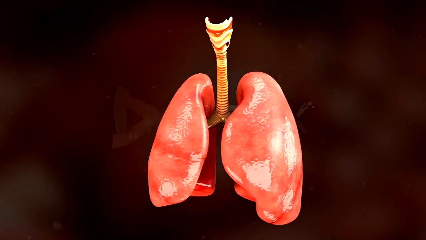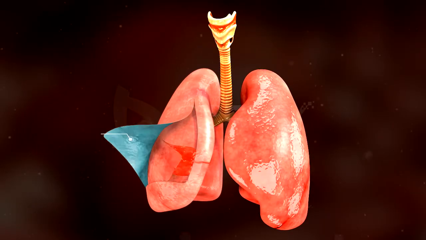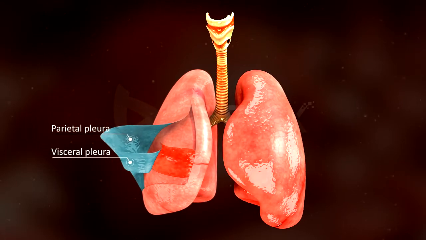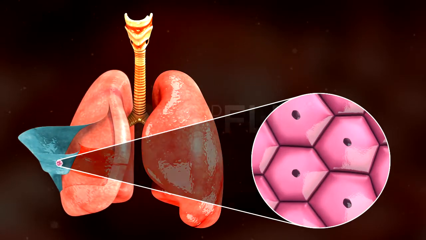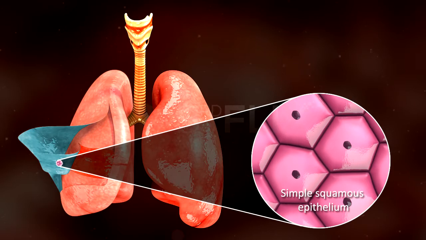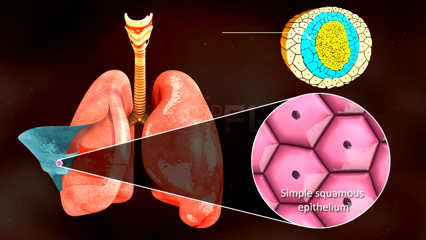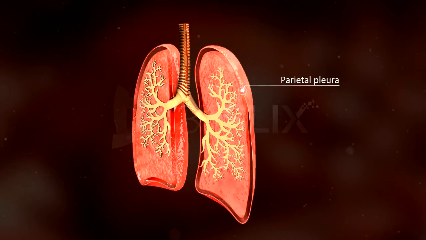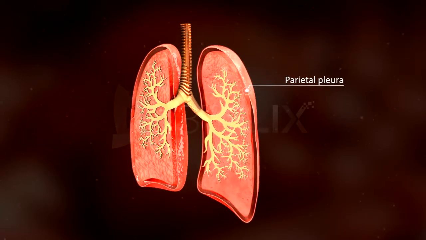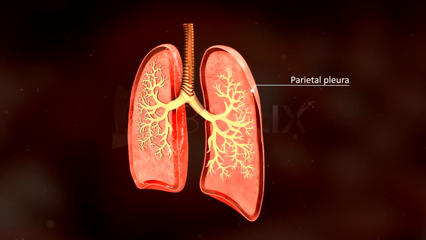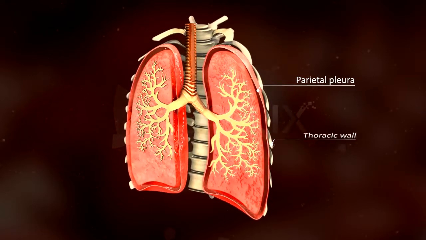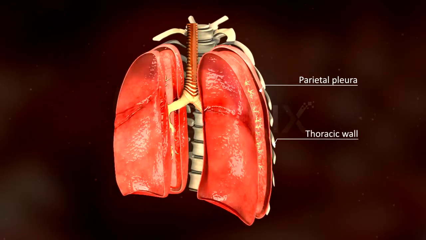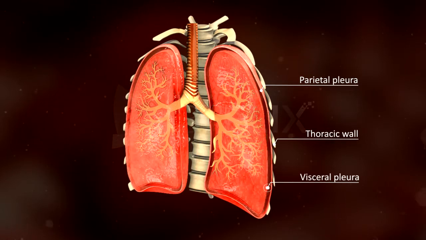The lungs are covered by a double-layered membrane called the pleura, made up of simple squamous epithelium derived from the mesoderm. The outer pleural membrane, or parietal pleura, is in close contact with the thoracic wall, whereas the inner pleural membrane, or visceral pleura, is in contact with the lung's surface.